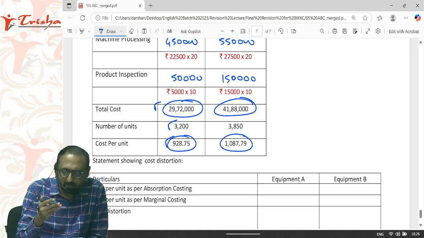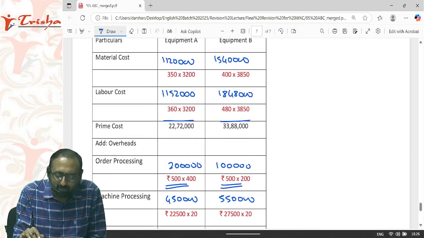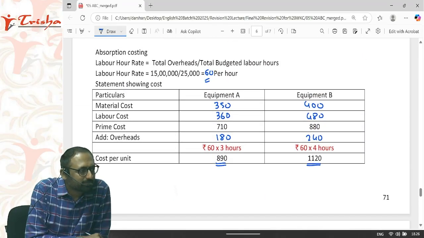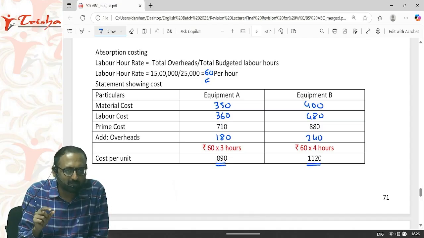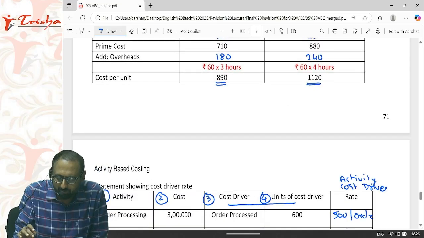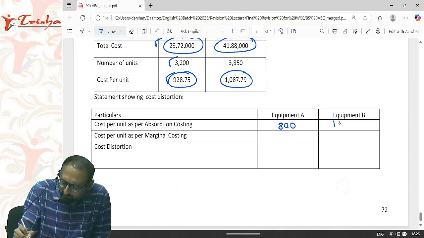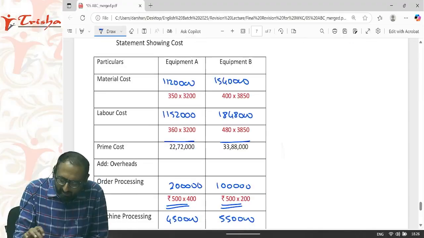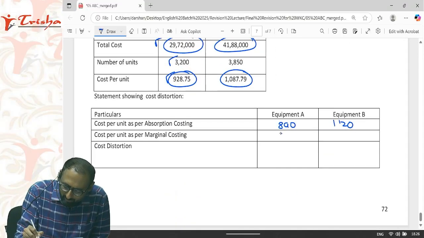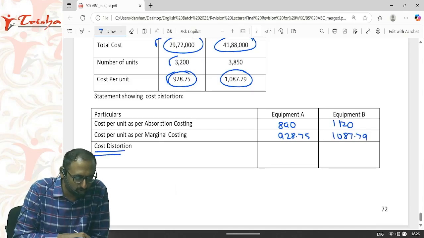The answer is very simple. Sirji, if you want to compare cost under the traditional method of costing and activity based costing, we have calculated cost per unit under the traditional method. It is illogical to compare the per unit cost of one method with the total cost of another method. That's why we calculated per unit under both the methods. 890 and 1120 is your total cost, and here your cost comes to 928.75 and 1087.79.